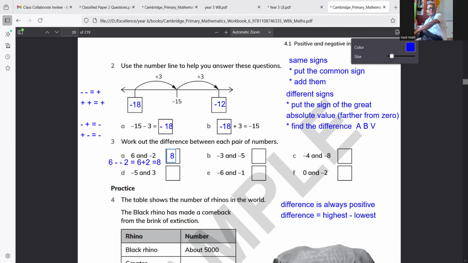Because many students say the difference between them is actually 4. But no, the difference between them is not 4 at all. To make things more certain, you could draw a number line. You can make a number line.